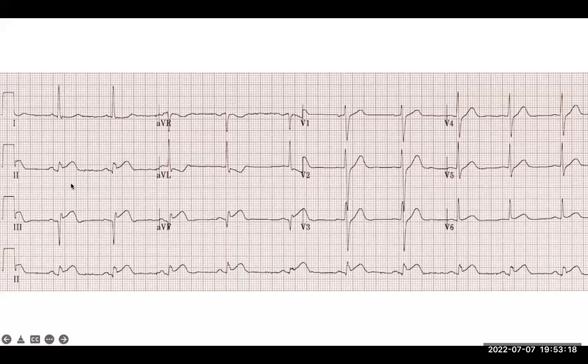Now, because there is ST segment elevation in the inferior leads, the opposite leads are the lateral leads, which is lead AVL and lead 1. And as you can see, the ST segment depression is more prominent in AVL, but you can also see there's depression in lead 1. So I have reciprocal changes in the lateral leads because they are the opposite leads to the inferior leads.